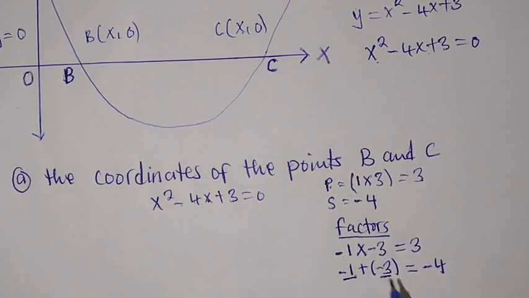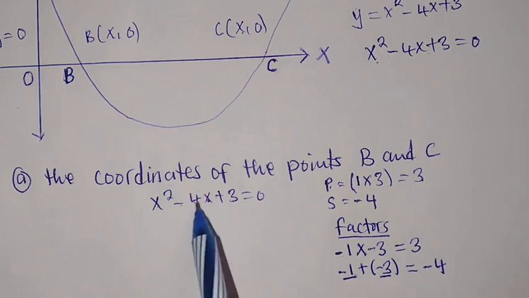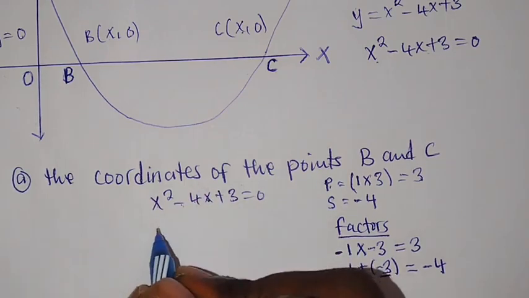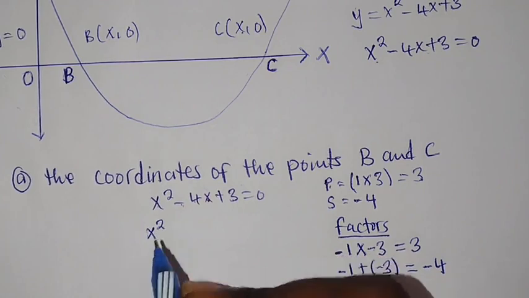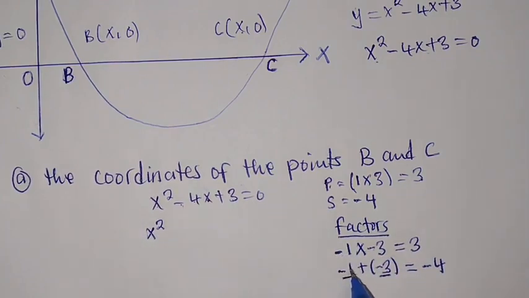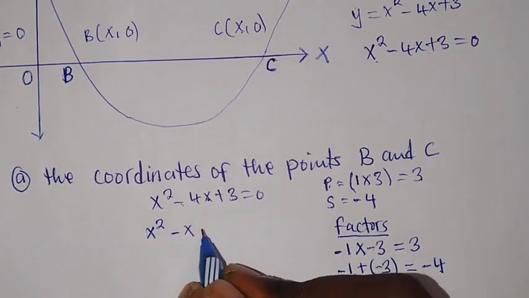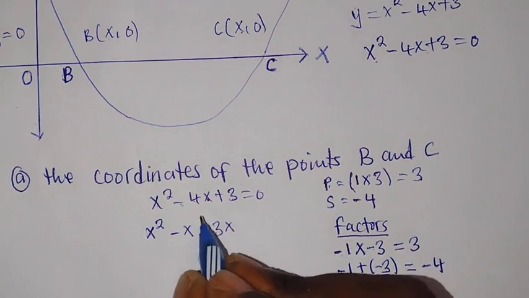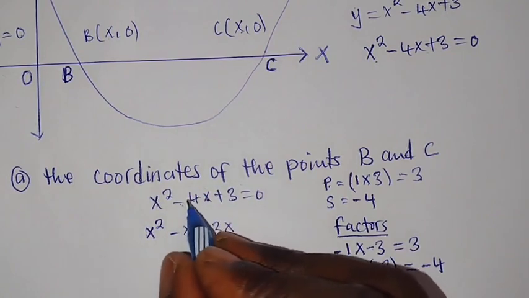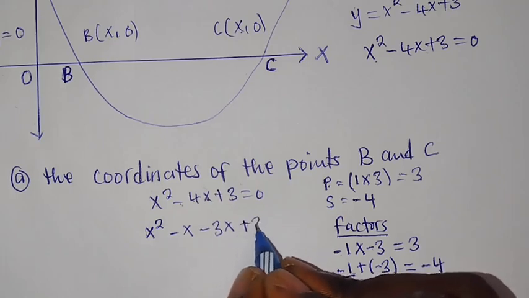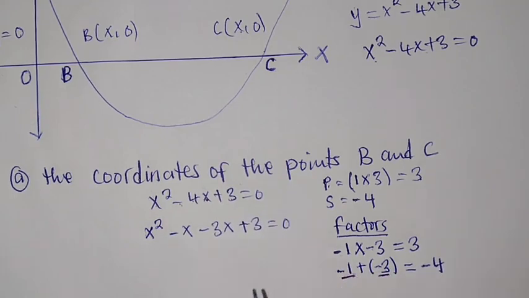So these two factors, we are going to replace them right here in place of negative 4x. So this x squared, we are going to rewrite it. We have a negative 1, so this will be negative x, and negative 3 will be negative 3x. So I've substituted in this sum right here. Then we maintain the 3 and equal to 0.